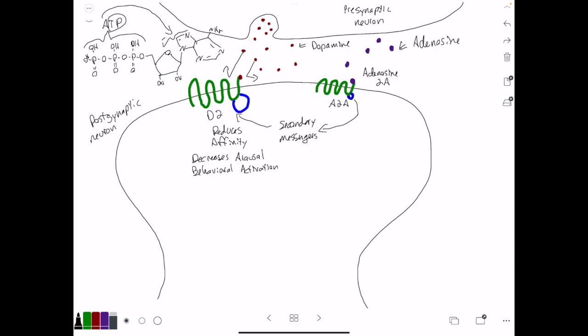But I also want to go just a little bit further here to take advantage and talk about another example involving the A2A receptor here. This also will, in neurons that release GABA, right, or gamma aminobutyric acid, which is our main inhibitory neurotransmitter.